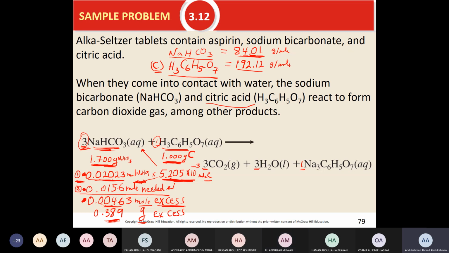Okay, now, this one is what I need from, I mean how many moles I need from this one or available? 5.205 times 10 to the power minus 3 of this one. How many moles of sodium bicarbonate do I need?